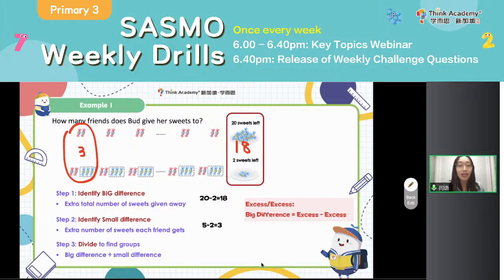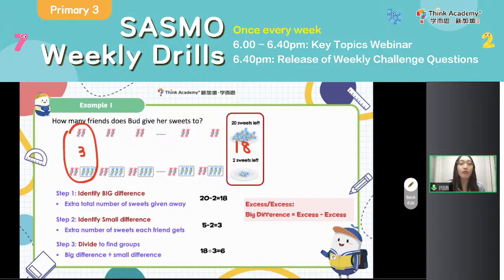Big difference divided by the small difference, then you can see that the number of groups, in other words, the number of friends should be 6. Can you understand this step? Okay, so that is how we figure out the big difference. You just compare the extra total number of sweets.